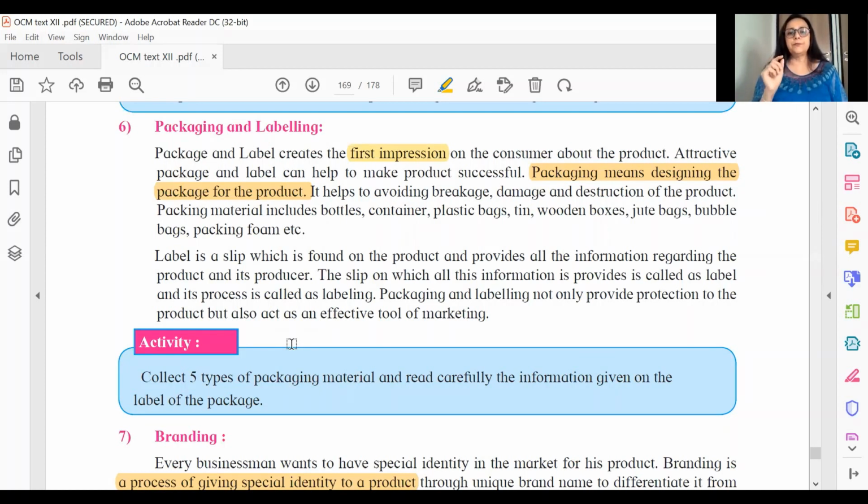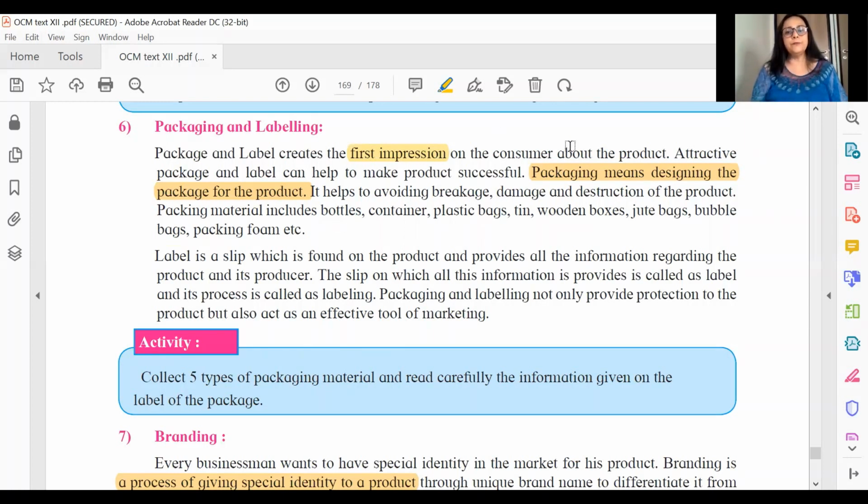What is packaging? Packaging means designing the package for the product. All right. Very simple. Designing the package. Okay. So what is going to be the shape? What material will be used? What will be most cost effective? Which packaging can be reusable? Which packaging is biodegradable? So several factors.